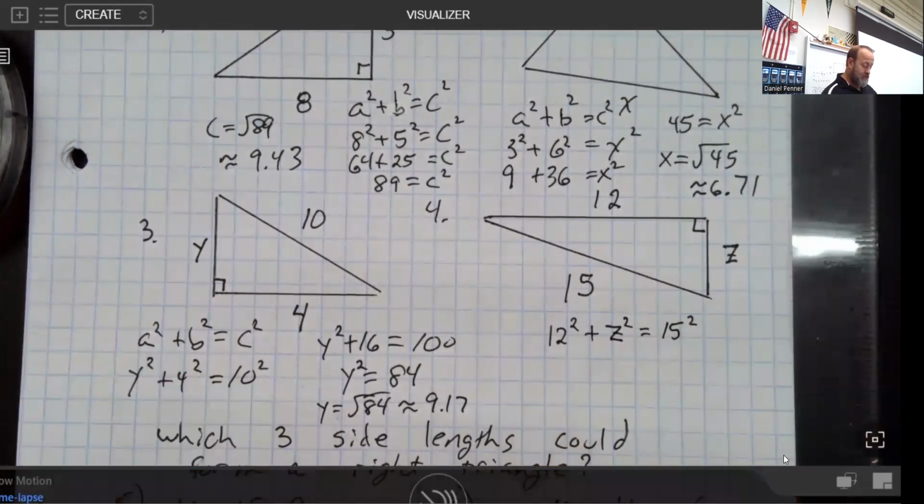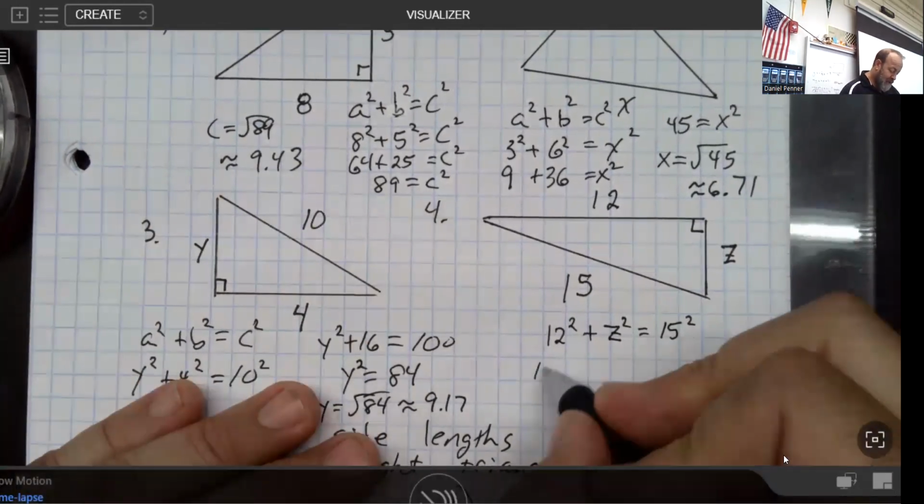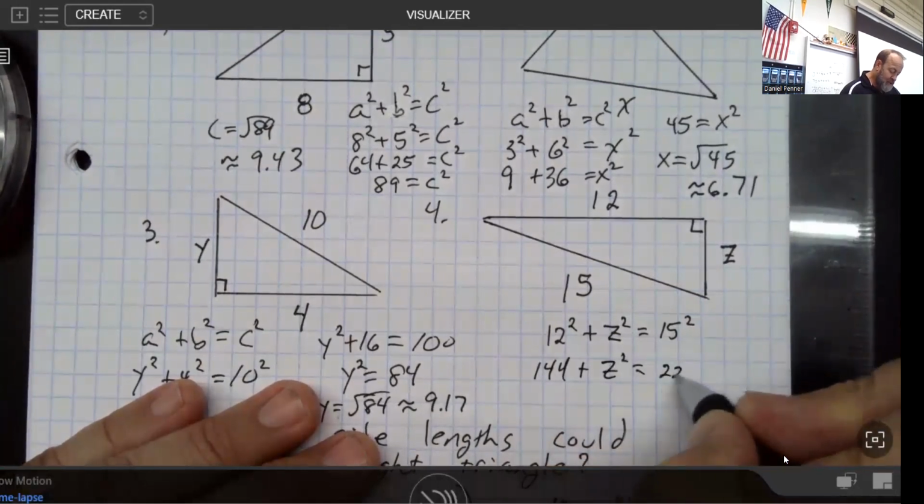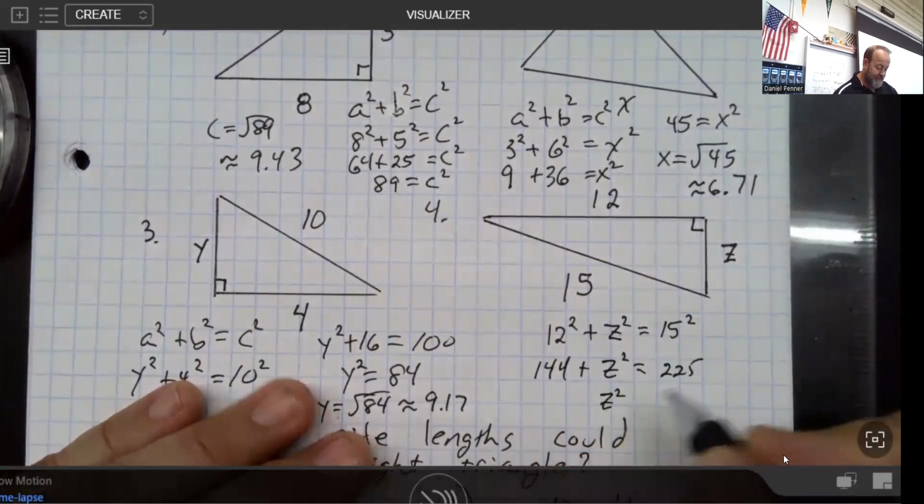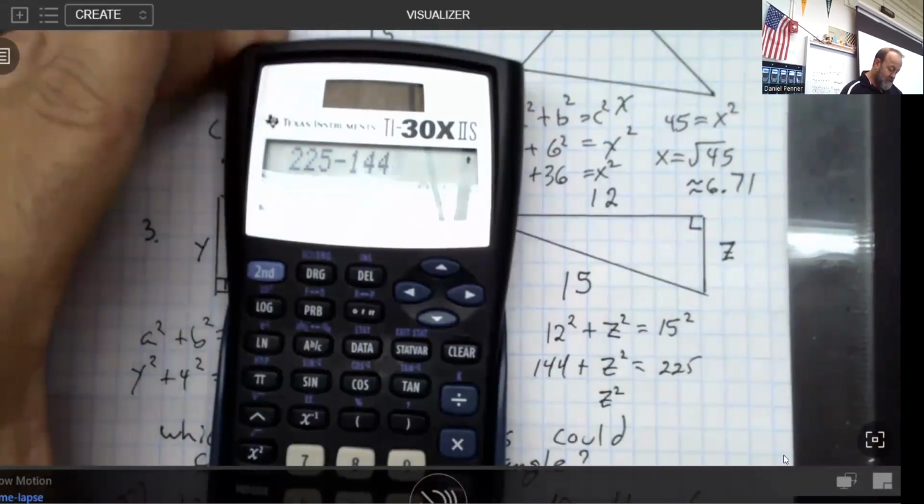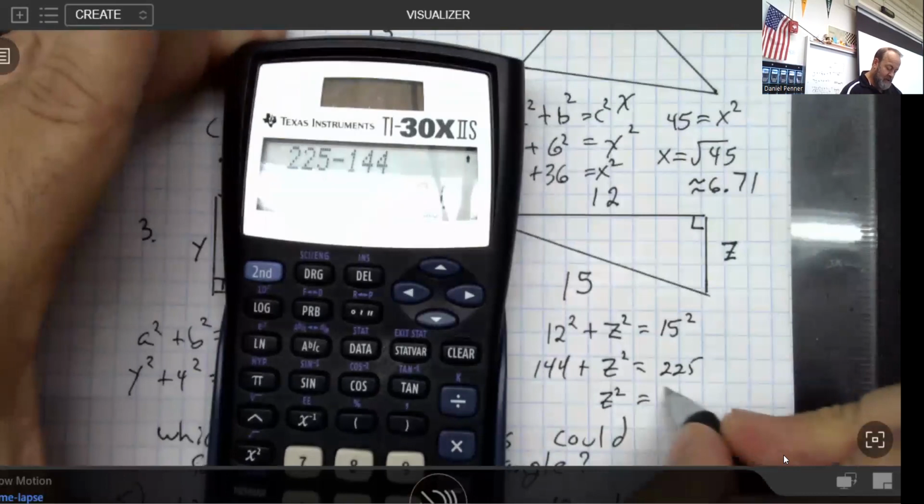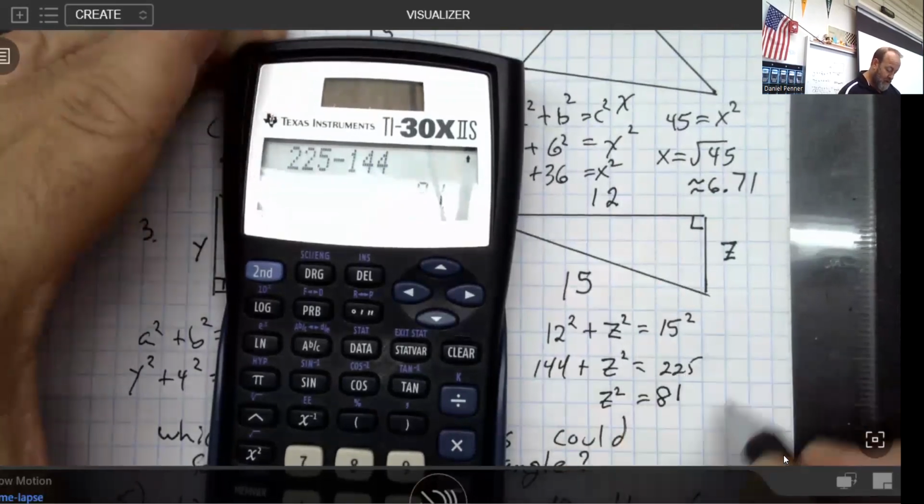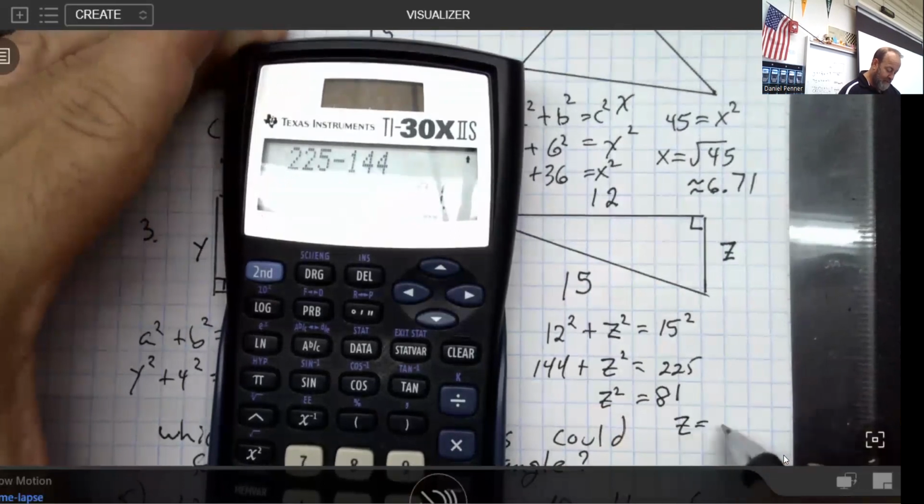Now, as it turns out, this particular time, I did something very nice, because if I work on this, I think I got the right one that I was hoping for. I subtract, I get 81. When I subtracted 144 from both sides, I go to take the square root, and I got a nice number.